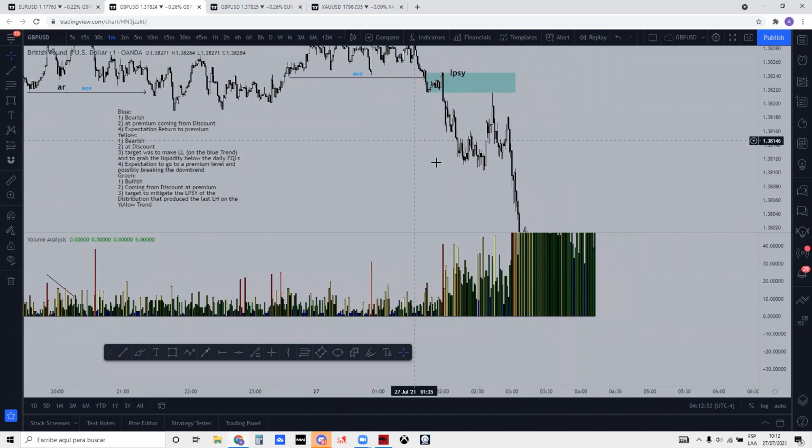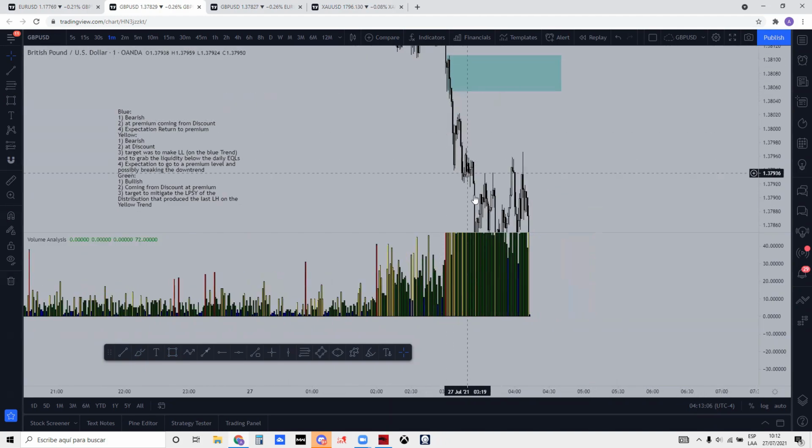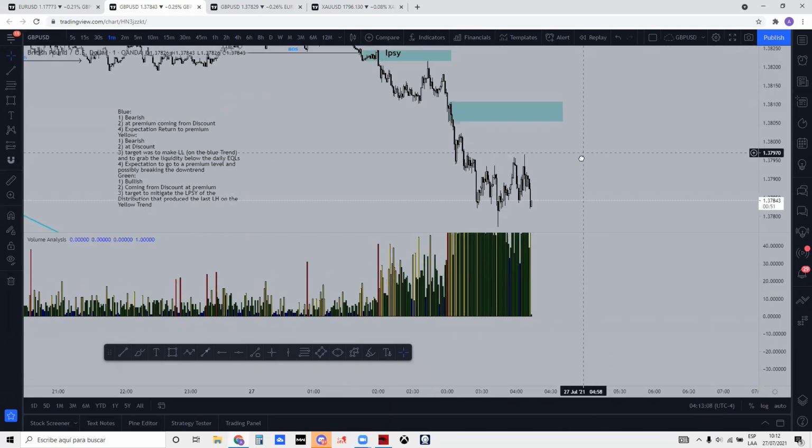Now, what do we have here? We have another redistribution, price manipulating to go lower. We have a breakout market structure. And again, we have the last point of supply, which is this pullback here, coming back to test this range. Price continuing lower.